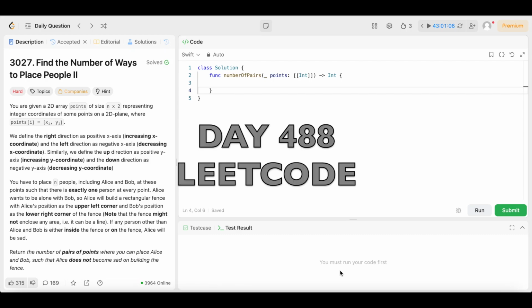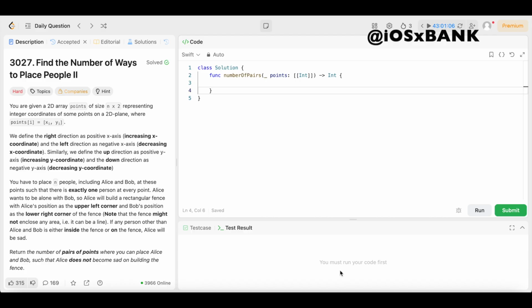Day 488 of doing a LeetCode problem every day until I get a job. All right, y'all, we're back again. Another day, another LeetCode problem where we're doing daily LeetCode problems. And today we have question number 3027.